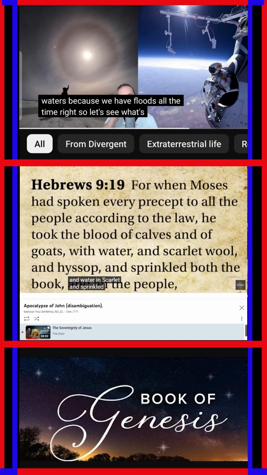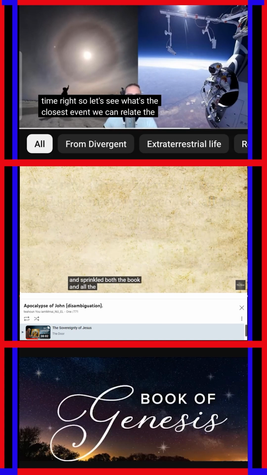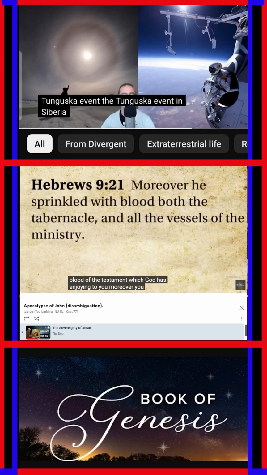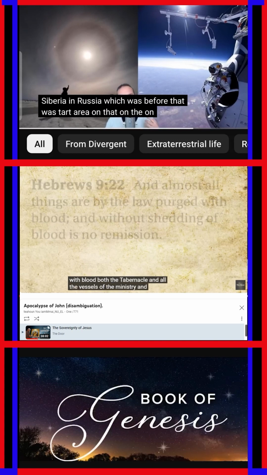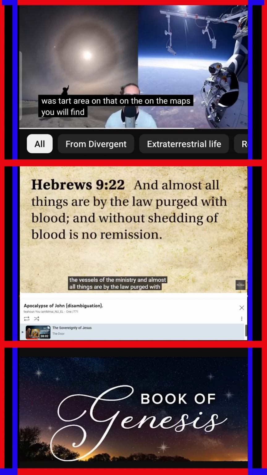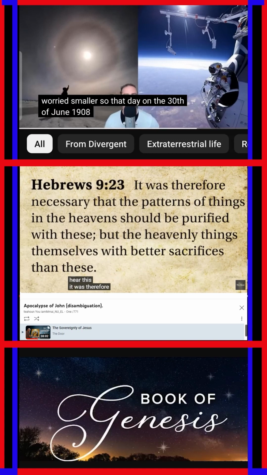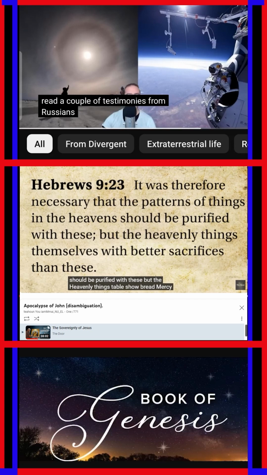So let's see what's the closest event we can relate to. The closest event to our history is the Tunguska event, in Siberia and Russia, which before that was Tartaria on the maps. You will find the exact phenomenon, only on a smaller scale. Tunguska was way smaller. That day, on the 30th of June 1908 in Siberia, same event. They say it was an asteroid or comet, traditionally speaking, but I'm going to read a couple of testimonies from local Russians.